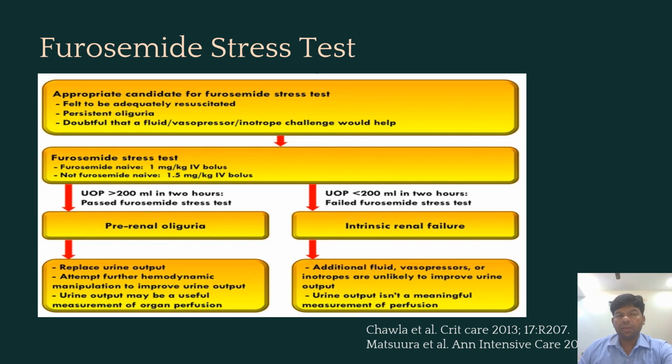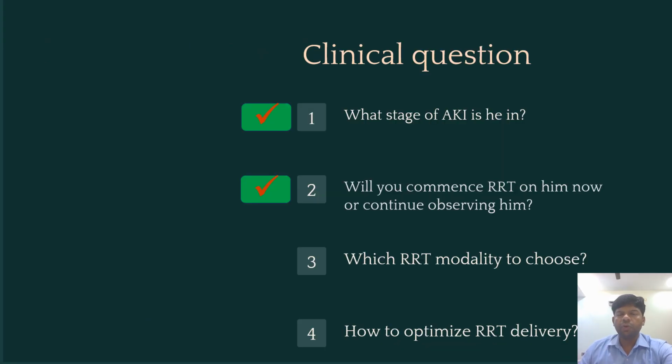If even after that the patient has persistent oliguria and you are in a doubtful situation, the furosemide stress test would help. Give furosemide in a furosemide-naive patient at a dose of 1 mg per kg IV bolus. In a patient who has already received some furosemide, give a dose of 1.5 mg per kg IV bolus. Wait for 2 hours and see whether the urine output is more than 200 ml or not. If yes, the patient has passed this stage and has transient oliguria. If no, the patient has not passed this stage and might have intrinsic renal failure, and will definitely need renal replacement therapy. So you address these two questions.